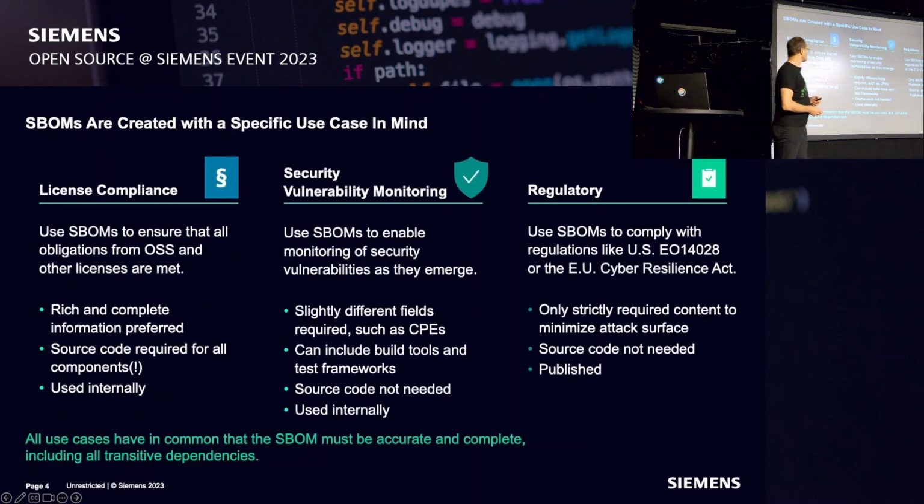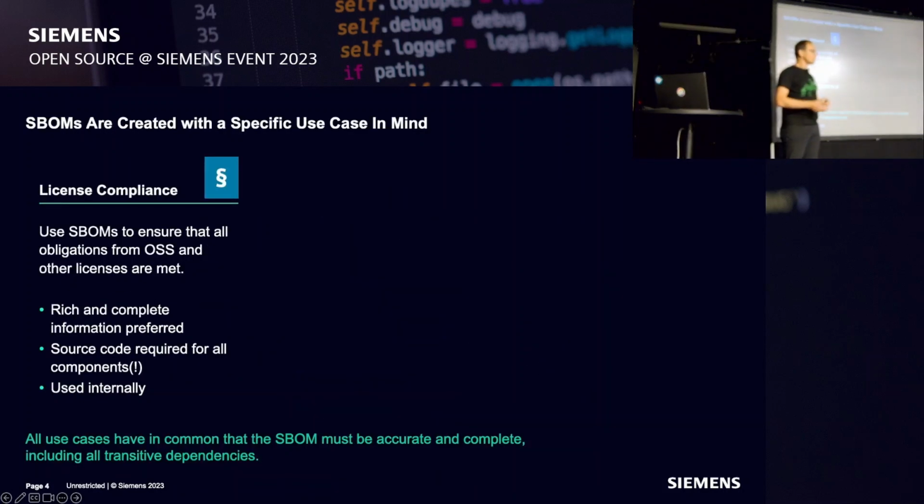That's too fast. What kind of use cases do we have at Siemens? The one I'm coming from is software license compliance. We want to know which third-party components are being used, and we want to have a lot of information about these third-party components. Where do they come from? Where do we find the source code? This is especially important for us, and it would be something that we use internally.